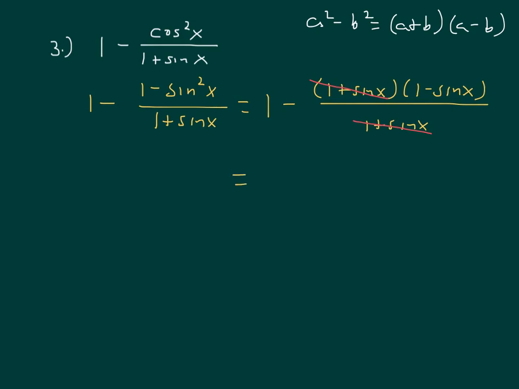And so what I now have is 1 minus, in parentheses, 1 minus sine x. Distribute that negative sign, that's going to be 1 minus 1 plus sine x. So I combine all the like terms, and the final answer on this is that this is just equal to sine of x.